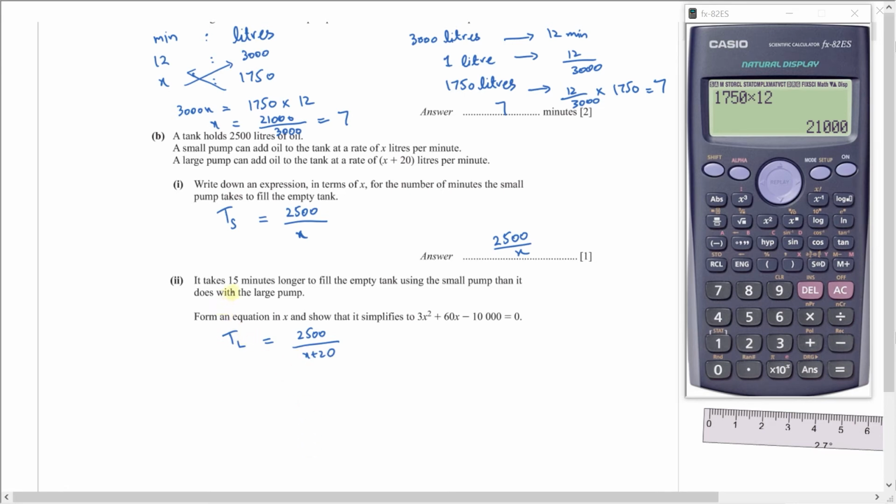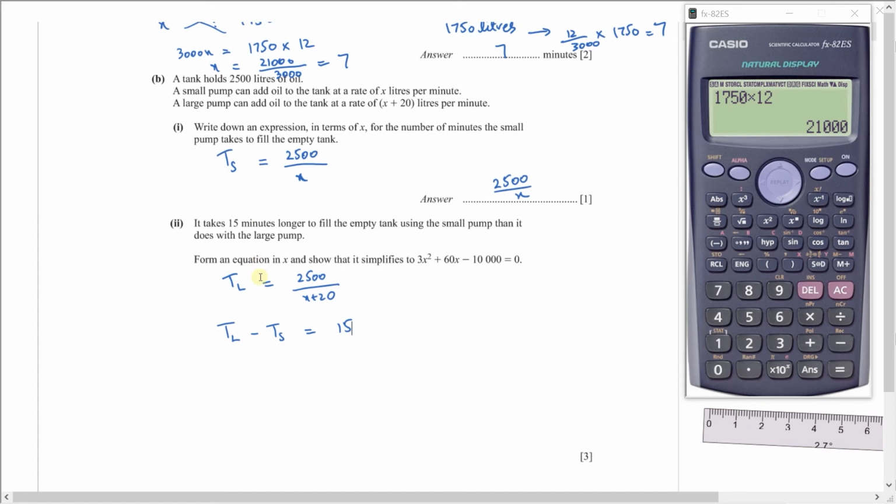And now you're given that the small pump takes 15 minutes longer. So that means time taken by the large pump minus time taken by the small pump is 15 minutes. The difference between the two times is 15 minutes. So then we can substitute the values here. So in fact, it's the other way around. The smaller pump takes 15 minutes longer.